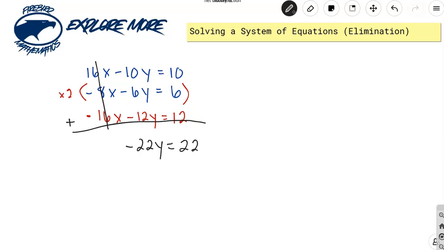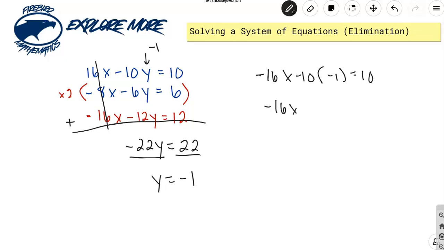And so we can solve this equation now, divide both sides by negative 22, and we get y equals negative 1. And then once we do that, we take this negative 1 and plug it back into the original equation for the y value. So this would be 16x minus 10 times negative 1 equals 10. So 16x plus 10 equals 10.